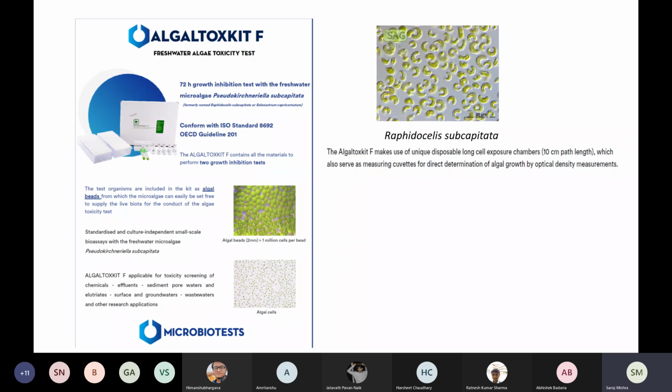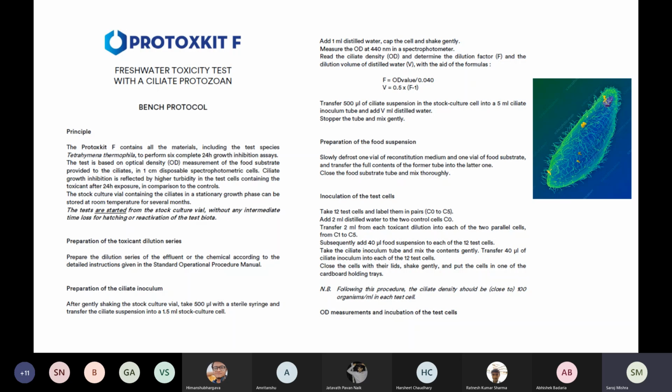Now, let's quickly move to the Protox kit F. Okay, here is a picture of the paramecium. And in the same way, the paramecium, for example, is tested. But here the principle is a little bit different, because in order for the protozoa to grow, a food solution is supplied in the vial. That food solution has a certain OD.